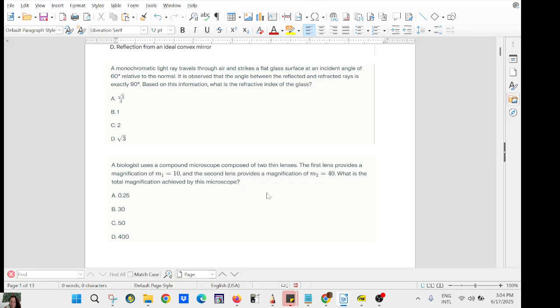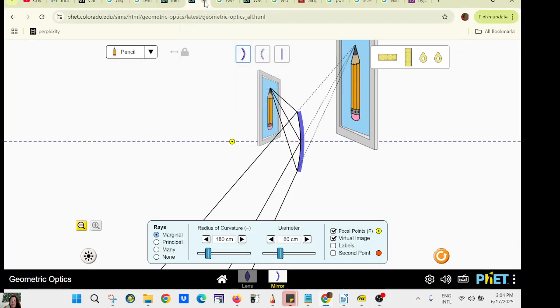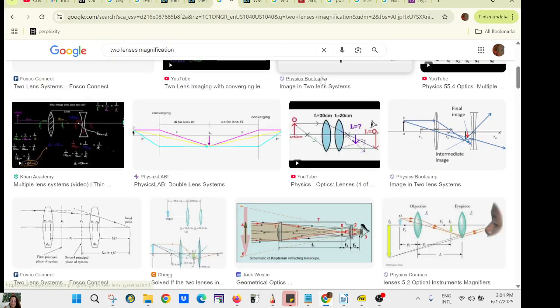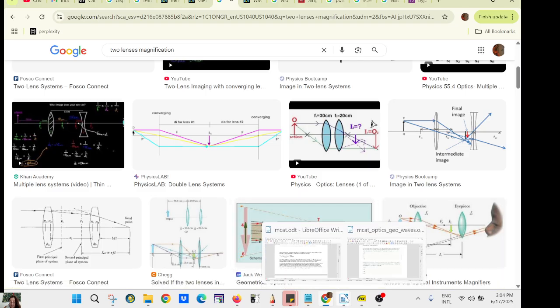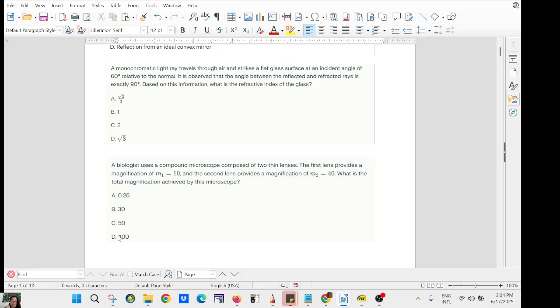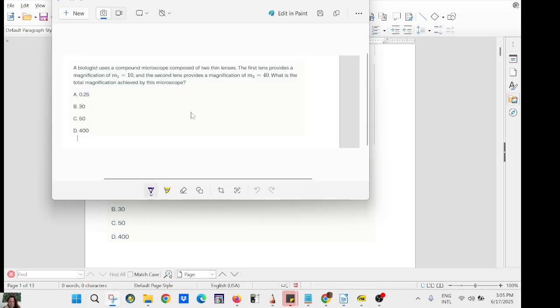So let's look at what a compound microscope is. Here you see you have more than one lens. More than one lens, it's a compound microscope. It's just to know the equation. When you have a compound microscope, the magnification will be just the multiplication of both. So that means the magnification is just M1 times M2. In that case, it's going to be 400. So that will be answer D.